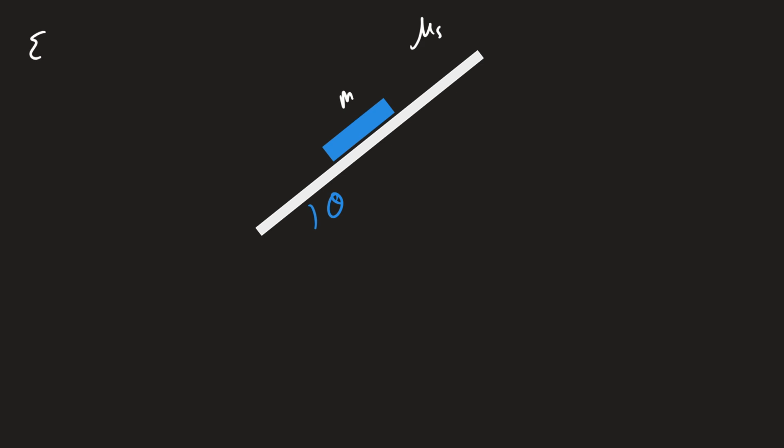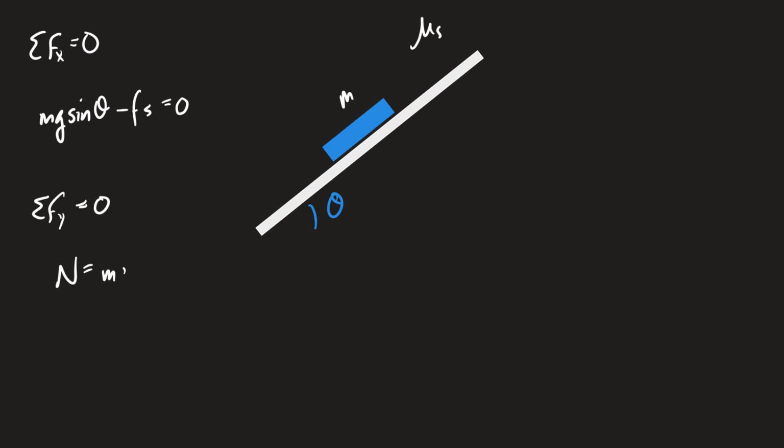So we had net force in the x direction equals 0, and we chose that to be the x direction, right? So with that understanding, we had mg sine theta minus the static frictional force equal to 0, and net force in the y direction equals 0. So we had normal equals mg cosine theta. That's about where we left off, is that right?